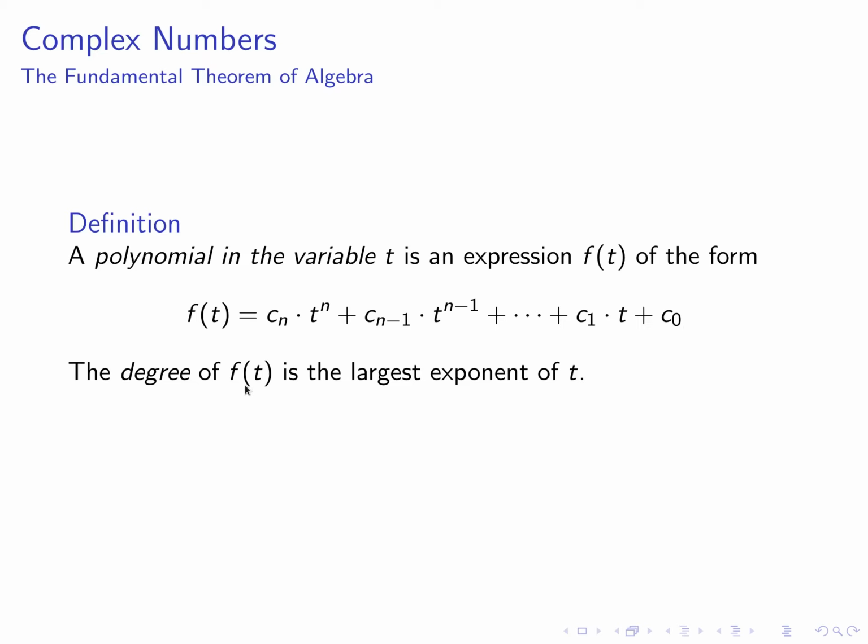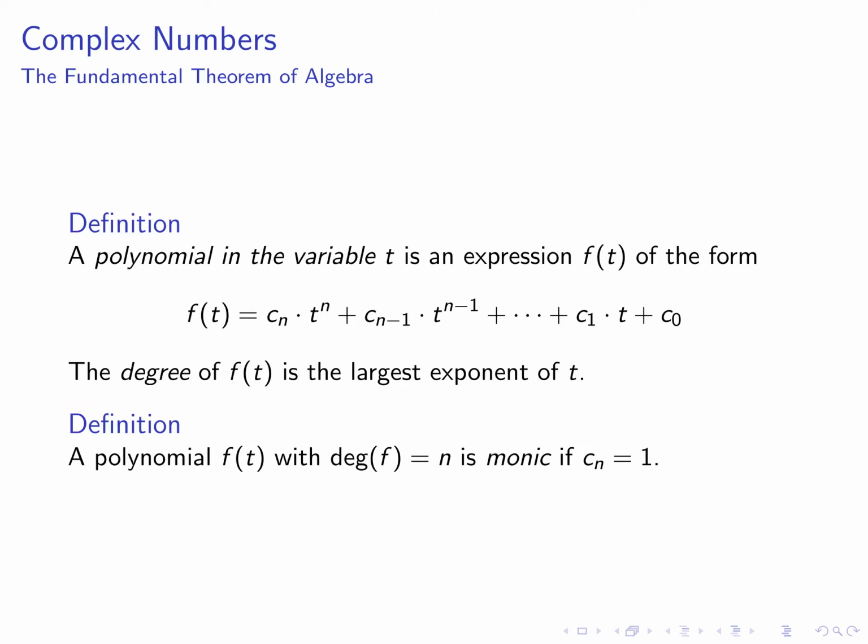The degree of a polynomial is always the largest exponent of our polynomial. So if we assume in our expression here that this number c sub n is not 0, that would tell us that the degree of our polynomial here is n. One of the special types of polynomials we will study is a monic polynomial. A polynomial is called monic if the coefficient of its top degree term is equal to 1.